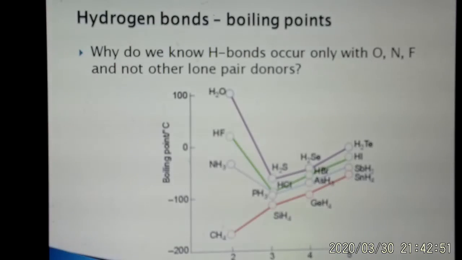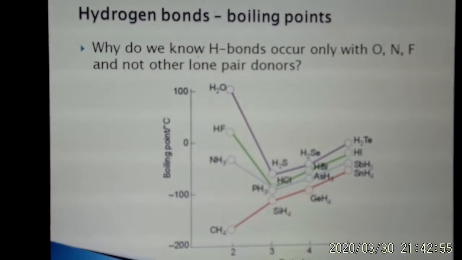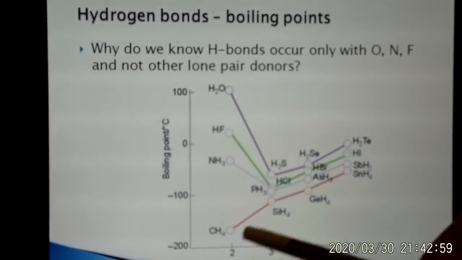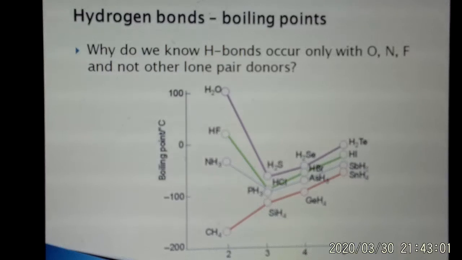Okay, now how do we know oxygen, nitrogen, and fluorine? How come we didn't pick sulfur or chlorine? If you look again at boiling points, you can see methane. If you look at the period, so there's a carbon, silicon, germanium, okay, and tin. If you look, there's a very linear trend to it. So the only thing that's contributing here is basically your dispersion force.